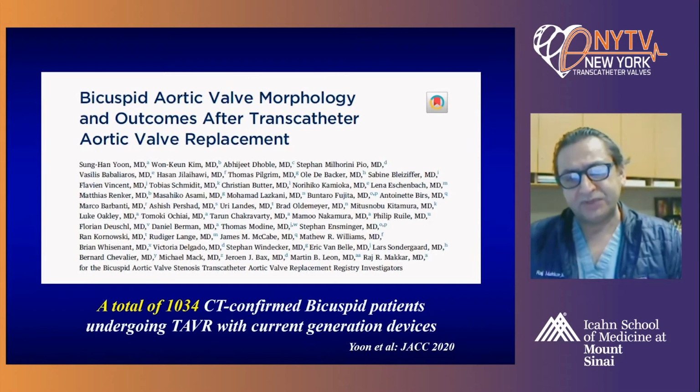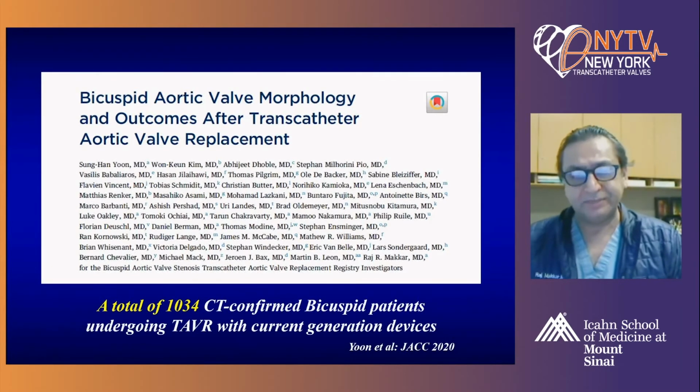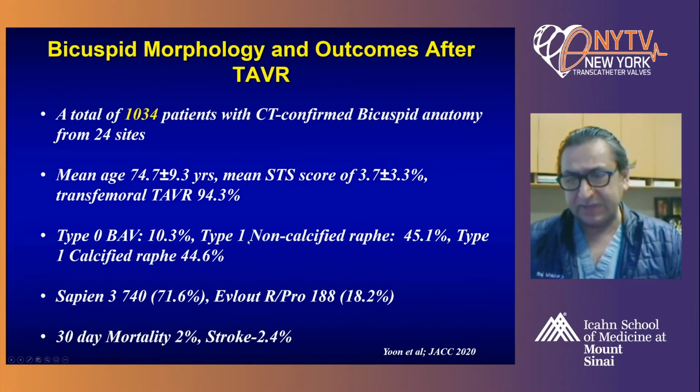Looking at the TVT data, we do get a big picture, but I think it's important to be granular. And my associate, Sang-Han Yoon, in fact, assembled more than 1,000 CT scans from over 24 sites globally and looked at the anatomical features. The type 0 bicuspid aortic valve was present in 10%, and the rest of the 90% of the patients had type 1 bicuspid aortic valve, and half of these had calcified raphe.